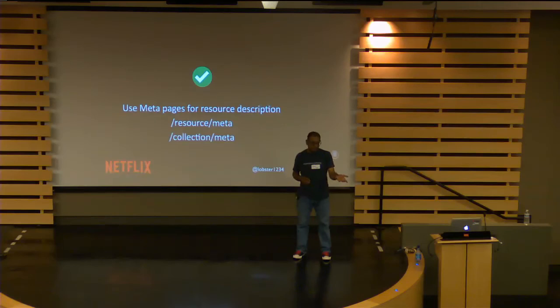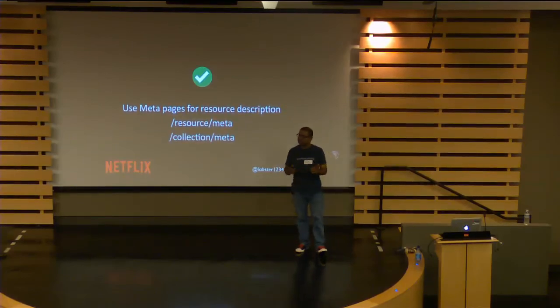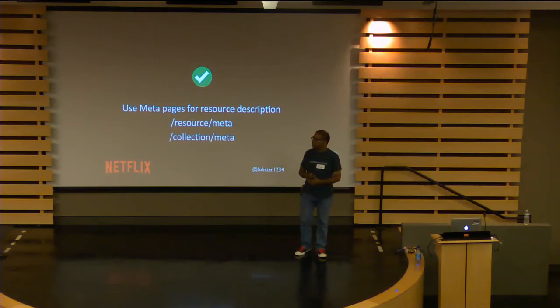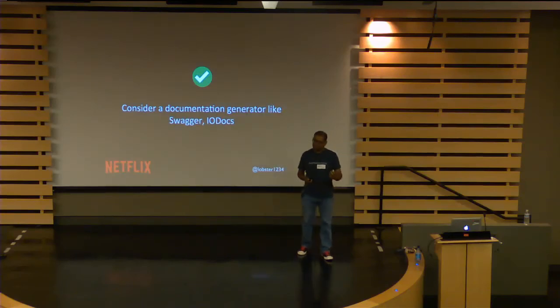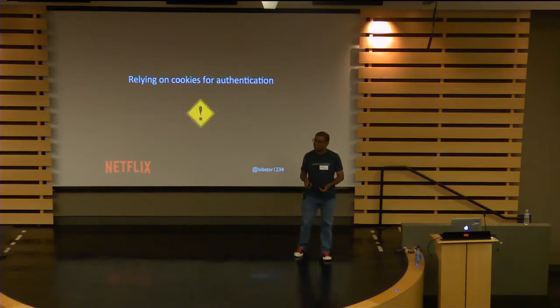So what you have is a resource meta or collection meta. This meta endpoint will give me a JSON description of that object. Kind of like it'll say this is the attribute name, this is the type, these are the valid values, or this is an enumeration, right? You are describing that resource. So it's a meta resource. So give a meta endpoint. This is going to be really helpful for your developers. APIs are not discoverable. Again, consider something like Swagger or IODocs. We use Swagger quite a bit. Jason talked about it. And then relying on cookies for authentication.